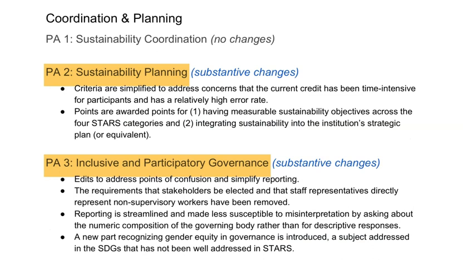If we take a look at the planning and administration category, the first major change is to the sustainability planning credit, where we've streamlined reporting by only requiring sustainability objectives to be reported across the four major categories of STARS, rather than each subcategory. We are also now awarding points if sustainability is integrated into the institution's strategic plan. Within the inclusive and participatory governance credit, we've made several changes to simplify reporting, and we've added a new section that recognizes gender equity in institutional governance.